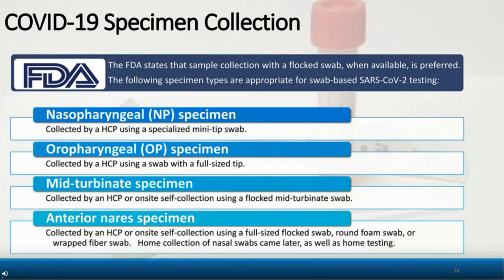And these originally also needed to be collected by healthcare providers. Mid-turbinate specimens also should be collected by a healthcare provider, or they can be collected on site by the patient themselves under the supervision of a healthcare worker using a flocked mid-turbinate swab. Lastly, as we said, the FDA did approve anterior nares specimen collections with a routine full-size tip swab. Again, this can be collected by a healthcare provider or on-site self-collection using a full-size flock swab or a round swab or a fiber-wrapped swab. And we know soon after this, home collection of nasal swabs came later, as well as home testing, and we'll talk a little bit about those in a bit.